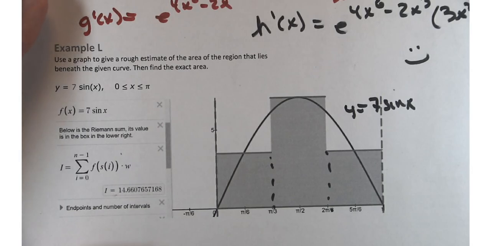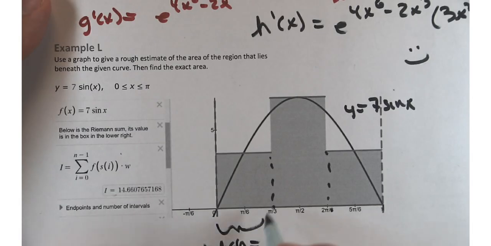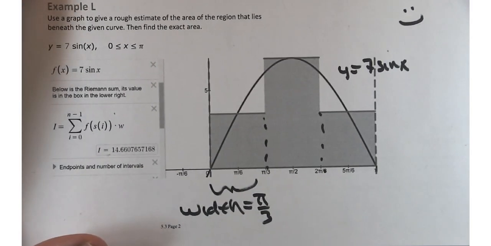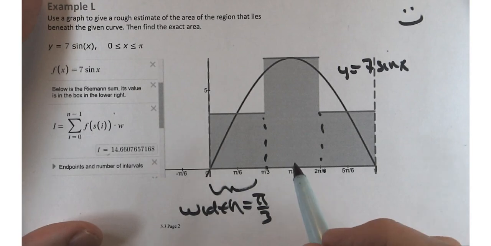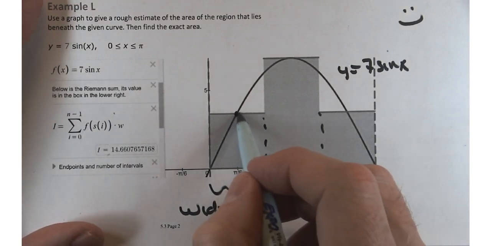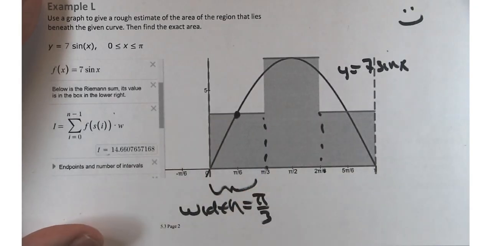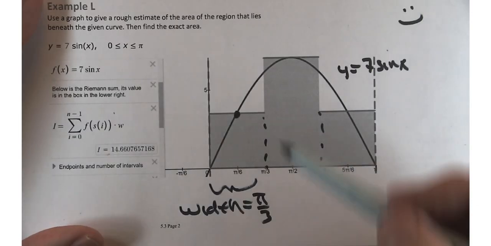The width and the height. All right. So the width would be pi over 3 for each of these, right? Because they're all the same. How about the height? How are we going to find the height? James got the width for us. Well, it seems like the height is being judged right here. So how could I find the height of the function at that point, or the height of the rectangle at that point?